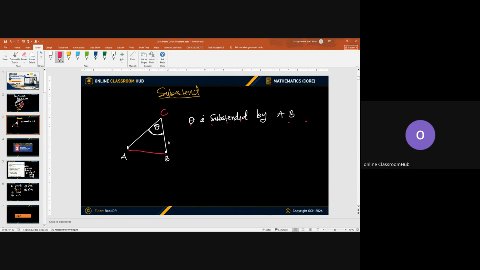Okay, I will see the difference. Yes, theta is subtended by AB. But what are the two lines that met to form the angle? The fundamental class one: draw a line like this, draw a line like this. When they meet, an angle is formed. That's the class one. You got it. Yes. So let's go back.